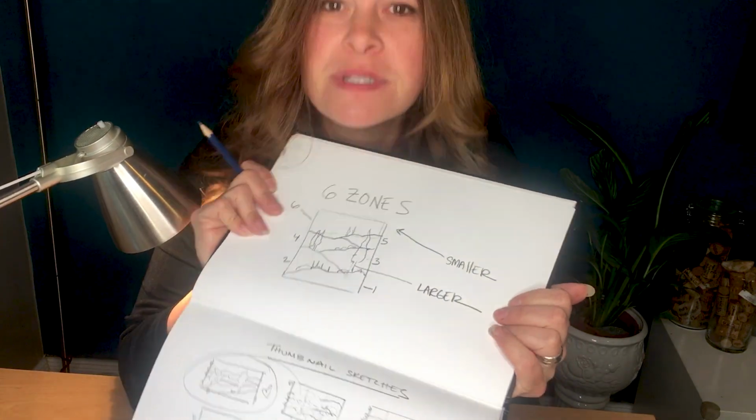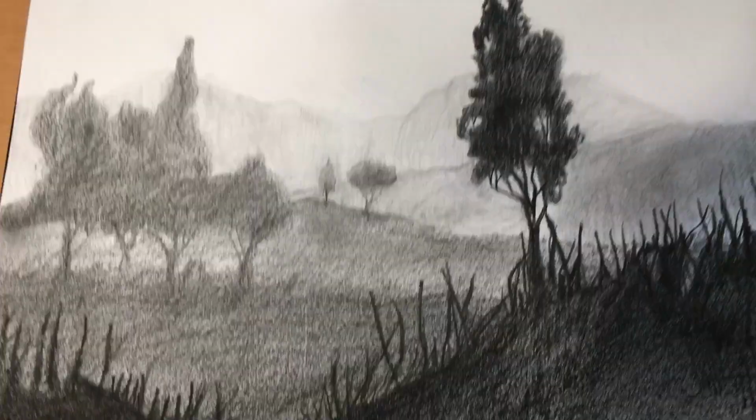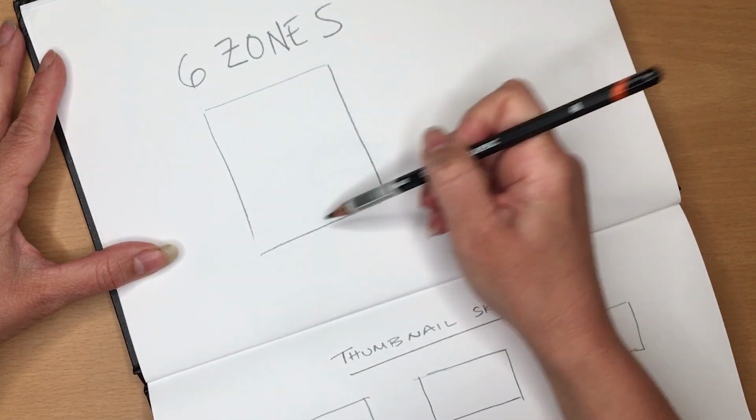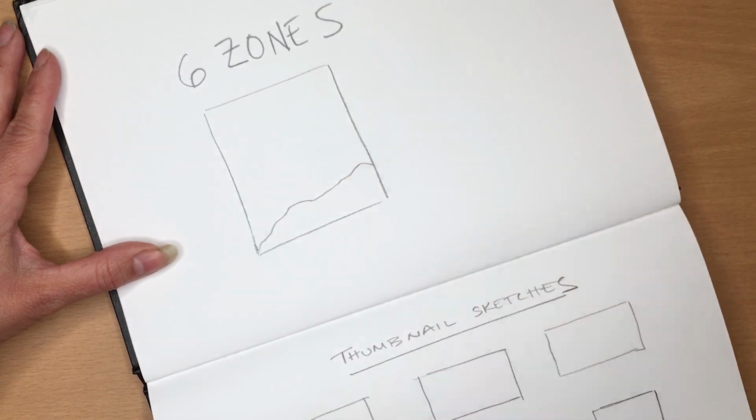6 value zones. You're going to create those 6 zones by making angled lines that don't always go across the entire paper.